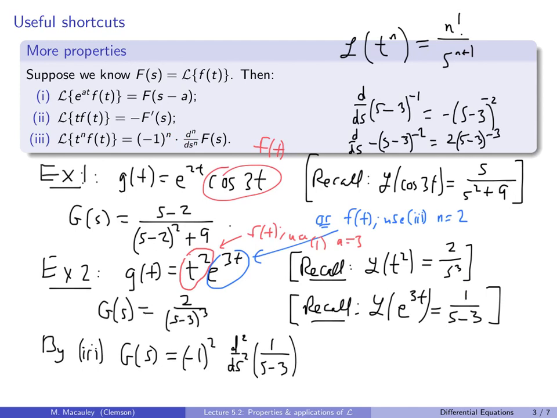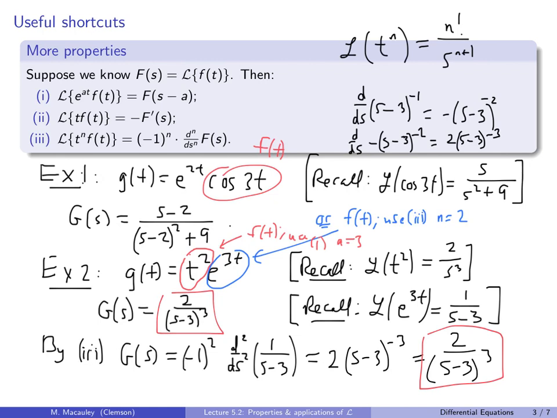And notice that's exactly what this is right here. So this is 2 times s minus 3 to the negative 3, which is 2 over s minus 3 cubed. So sometimes we can actually use multiple formulas to come up with the same answer. So let me box the answers so you can refer back to them.